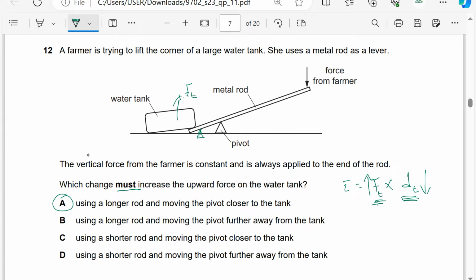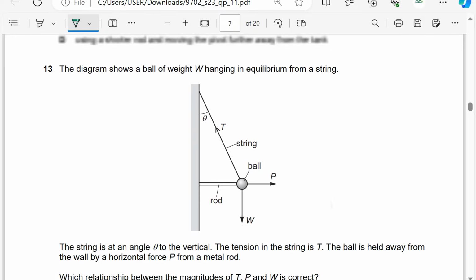If I move the pivot closer to the tank, it means I am going to produce a greater force on it because the force is inversely proportional to the distance from the pivot. And when the distance becomes smaller, the force is going to be greater. So the answer is A.